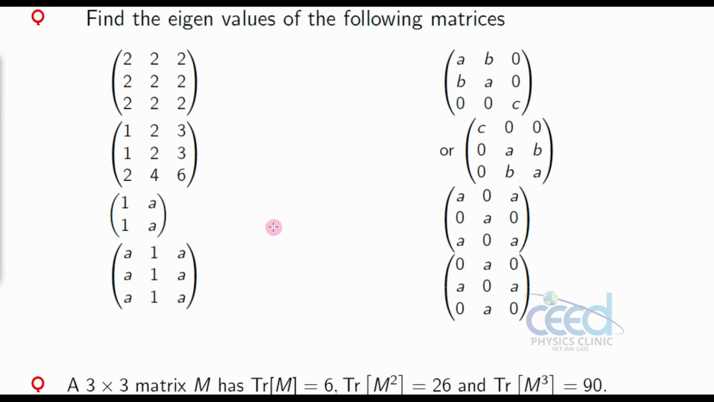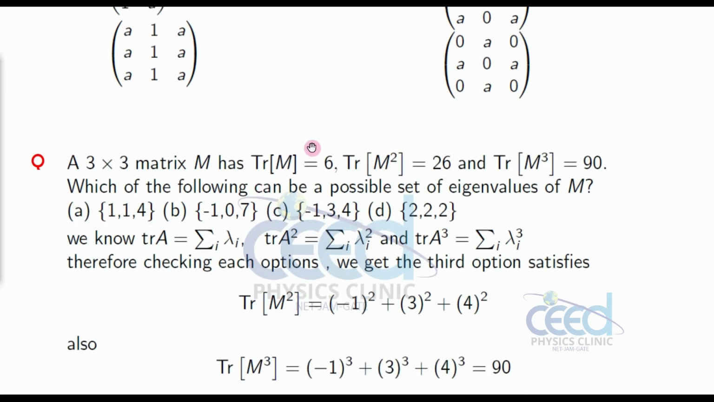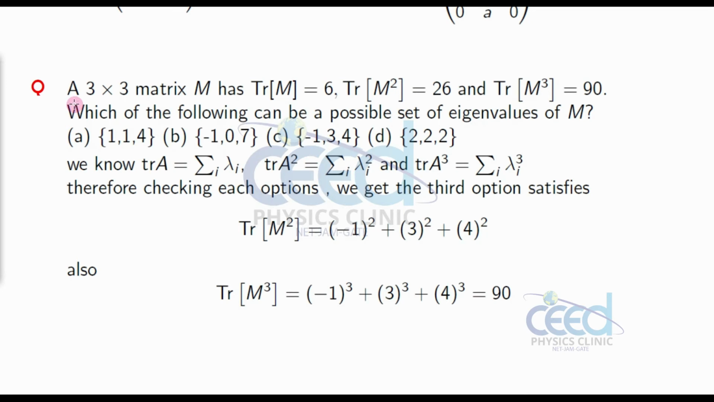Okay, now let us go to some previously asked questions in the CSIR NET examination. So the first question is, a 3 by 3 matrix M has trace M equal to 6, trace M square equal to 26, trace M cube equal to 90. Which of the following can be a possible set of eigenvalues of M? Here the options given are 1, 1, 4; minus 1, 3, 4; and 2, 2, 2.